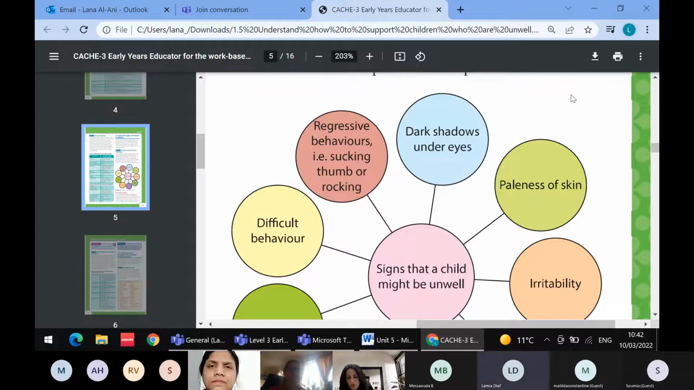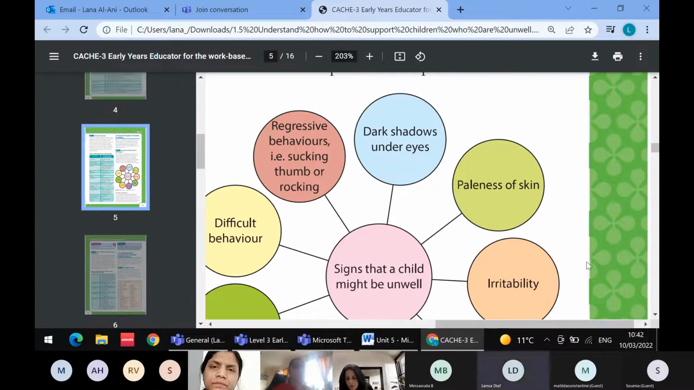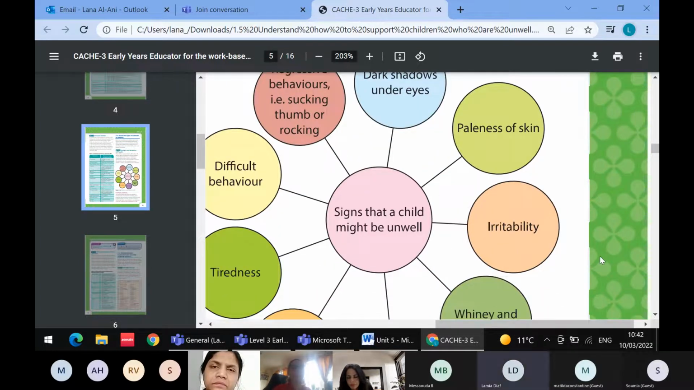First of all, you have dark shadows under the eyes. Okay. Under the eyes. Paleness of the skin. Okay, and then irritability.